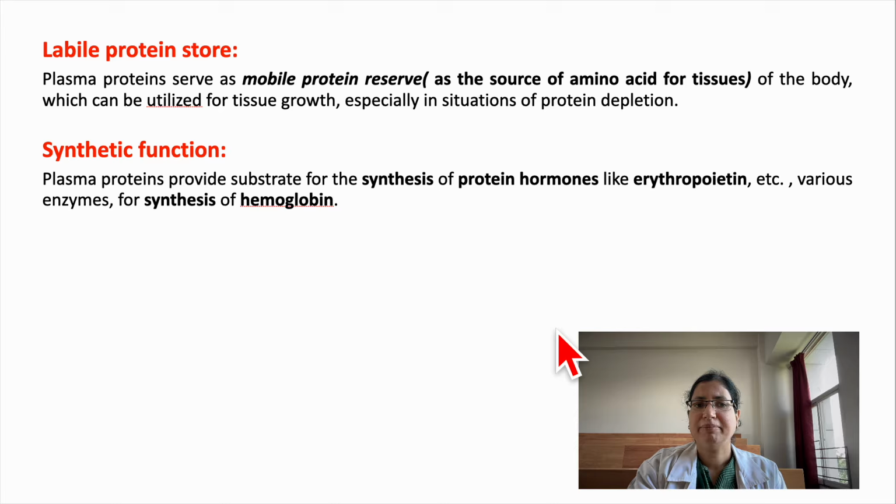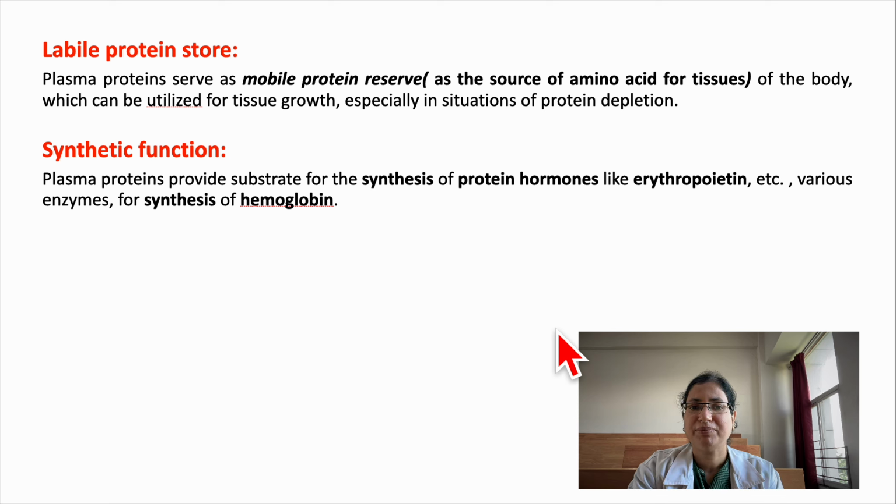Then, protein store. Plasma protein serves as a mobile protein reserve, a source of amino acids for tissues of the body, which can be utilized for tissue growth, especially in situations of protein depletion.